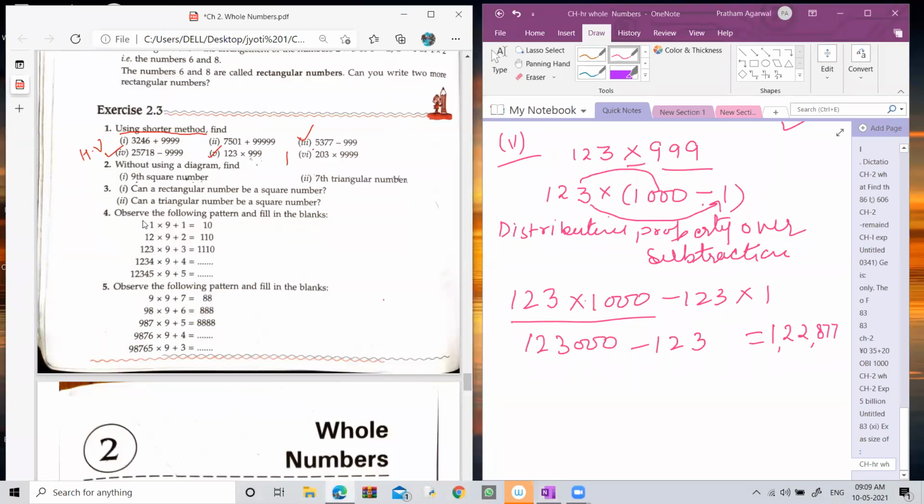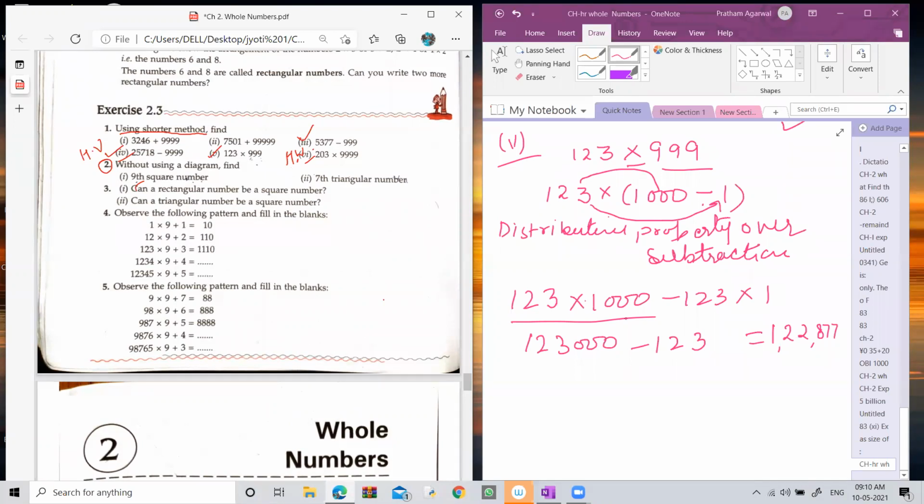So now let's move to the next. The sixth part, do in homework. How many questions do you have to do in homework in question number 1? 4th and 6th part. The rest of all, I have already explained to you. Now let's come to question number 2. Without using a diagram, find the 9th square number.